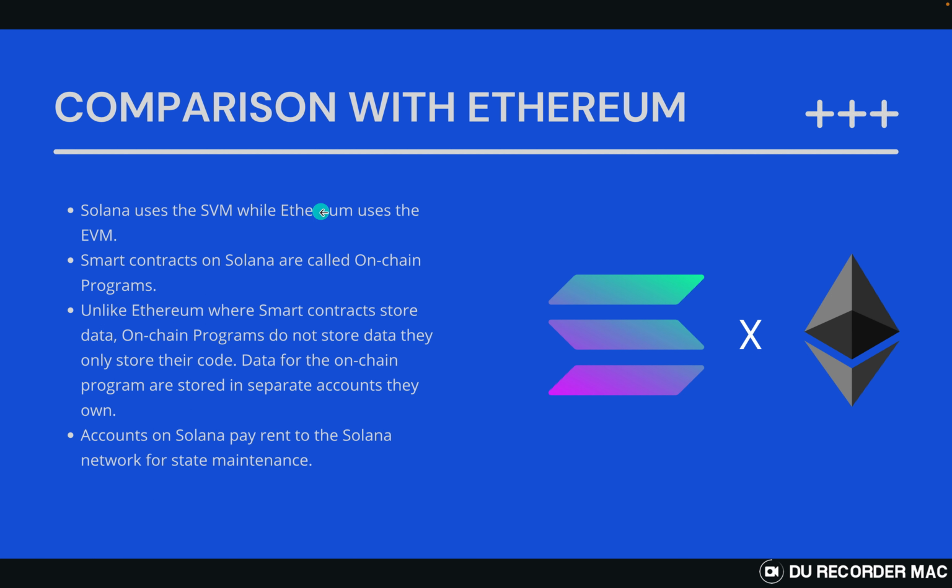So Solana does call them on-chain programs. That's what it calls them. It doesn't call them smart contracts, although everybody calls them smart contracts though. Now, unlike Ethereum where smart contracts store data, on-chain programs do not store data. They only store their code.